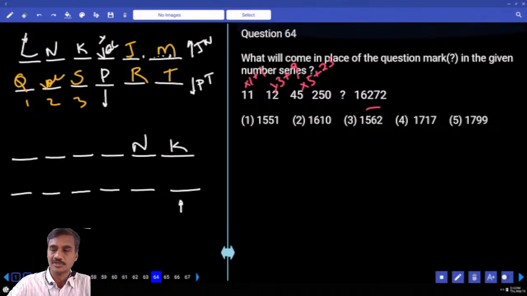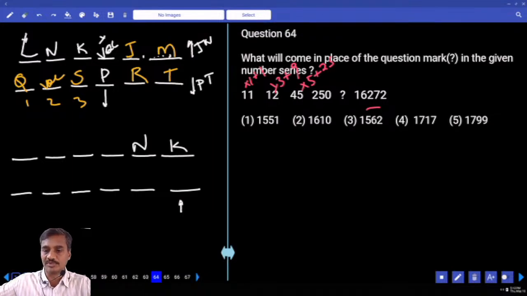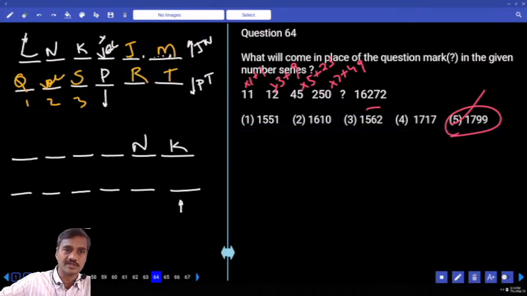Into 5 is so much? 45 into 5 is 225 plus 25, 250. Next one, into 7 plus 7 square. Tell me what is your answer here? And the last digit must be 9. Among the given choices, last digit 9 is only choice 5. No need to find out the number at all.